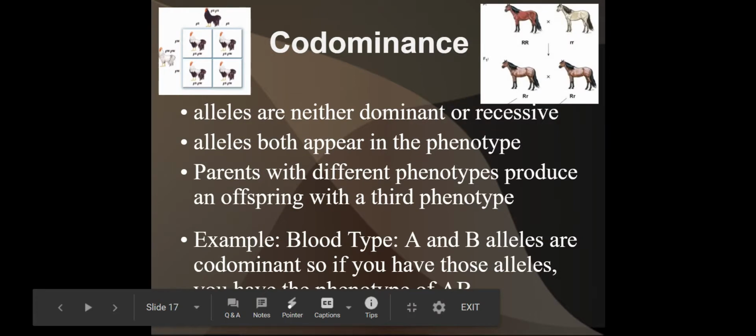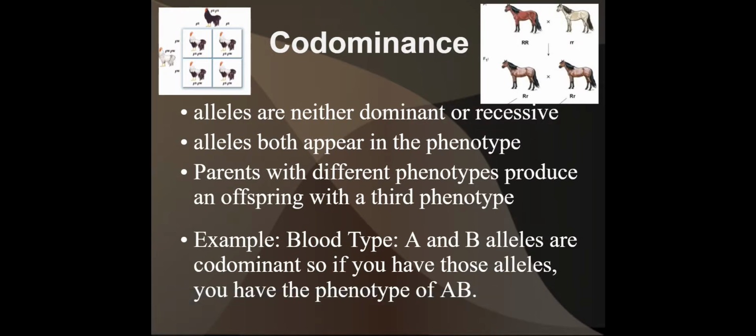And our final word, codominance. Codominance, if you have co in front of, like a co-captain or a co-CEO, it means that you are sharing the job of CEO. Co-captains, both are captains. So codominance is where you have two traits that are equally dominant. So the two alleles are sharing dominance, and they will both show up in the phenotype. So these alleles are neither dominant or recessive. They both appear in the phenotype.